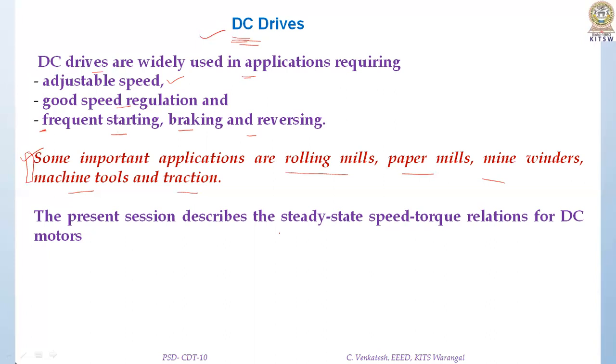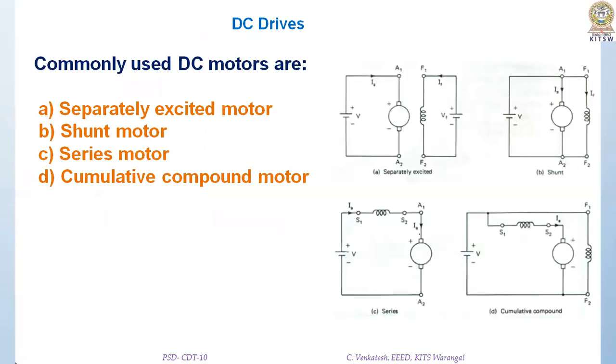In this session, we'll describe the steady state speed torque relations of DC motors. Based on this, we will be able to solve some numerical problems. So when you come to the motors, what are the different types of motors which you have studied in the previous semester? Separately excited DC motor, shunt DC motor, series DC motor, then compound DC motor. In this you have two types, cumulatively compound and differentially compound. But cumulatively compound DC motors are best suited for industrial applications. So these will be considered for our discussion.